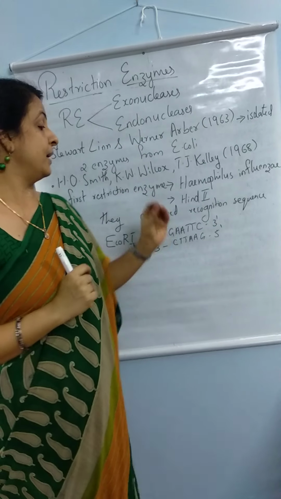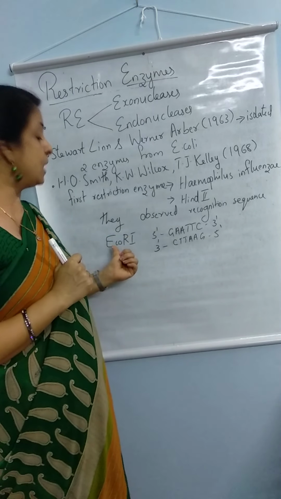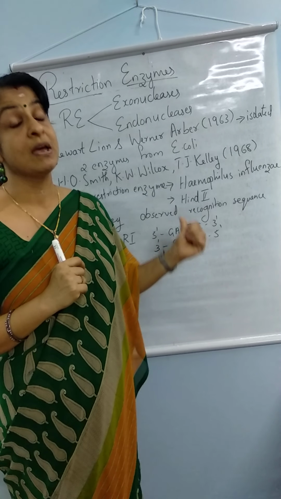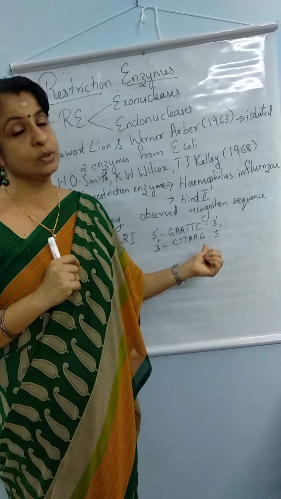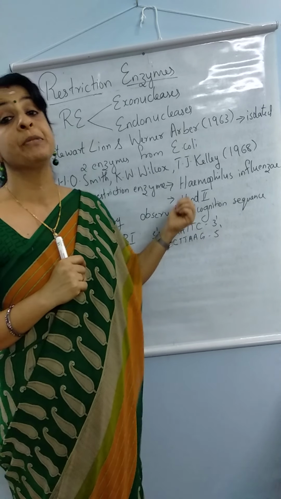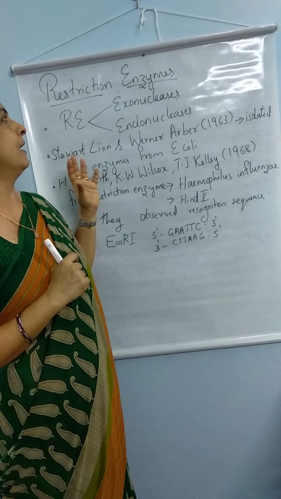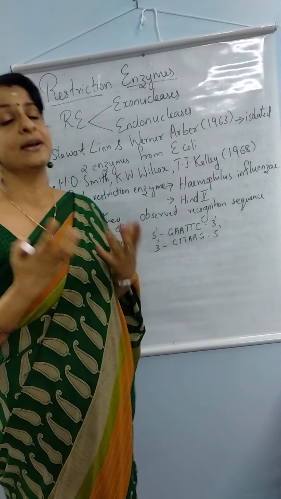GAATTC is the recognition sequence of EcoR1. What is EcoR1? It is the restriction enzyme which is found in E. coli bacteria. So this much gives an idea of what a restriction enzyme is.